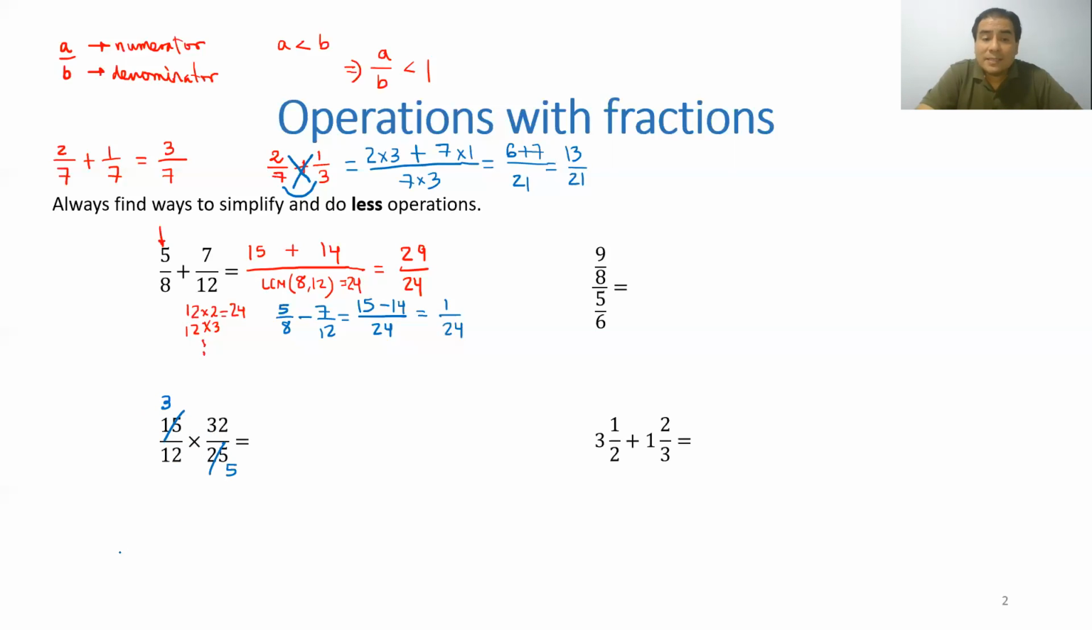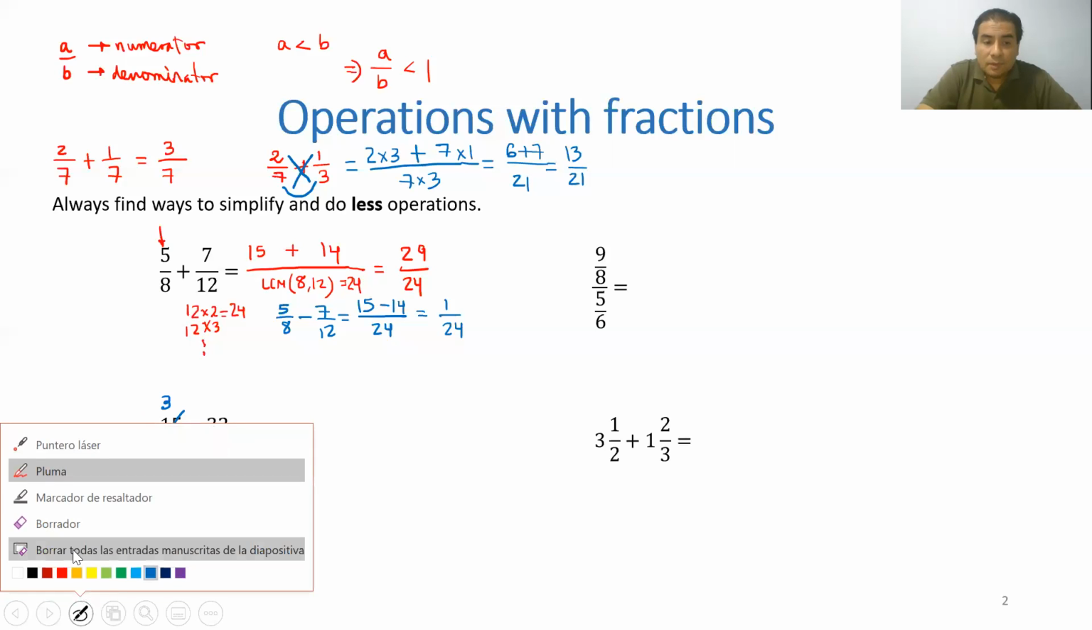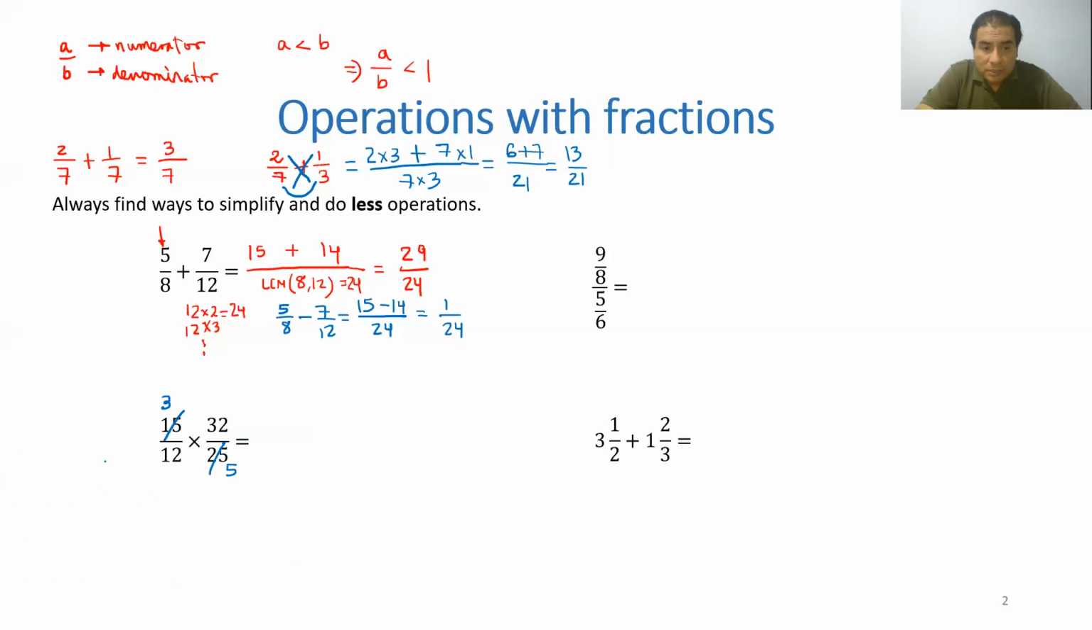So now it's like you were doing this. So imagine that you are simplifying this to this actual operation. 3/12 times 32/5. It's like the original operation had been simplified to this one now.